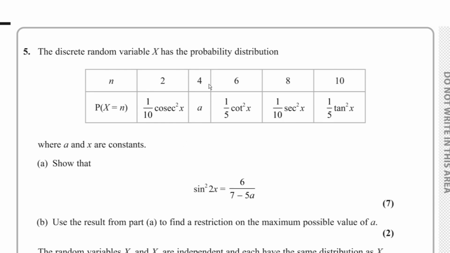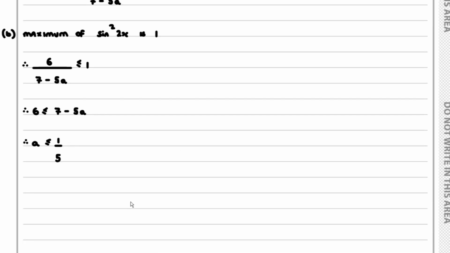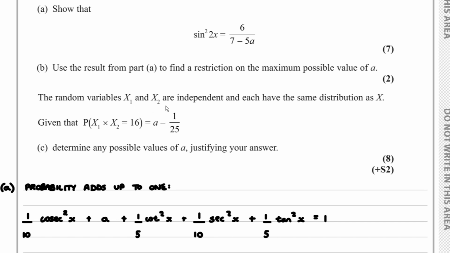Now we know a is one of those probabilities. So, as a is a probability, in other words, a is greater than or equal to 0, we can therefore conclude the restriction for a, we would have a being greater than or equal to 0, but less than or equal to 1/5. The random variables x1 and x2 are independent and each have the same distribution as x. Given that the probability of x1 times x2 equals 16 equals a subtract 1 over 25, part C, we have to determine any possible values of a, justifying your answer.